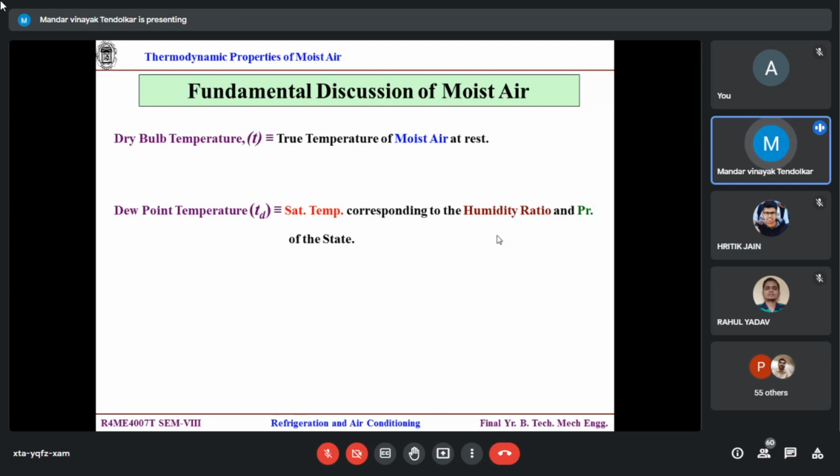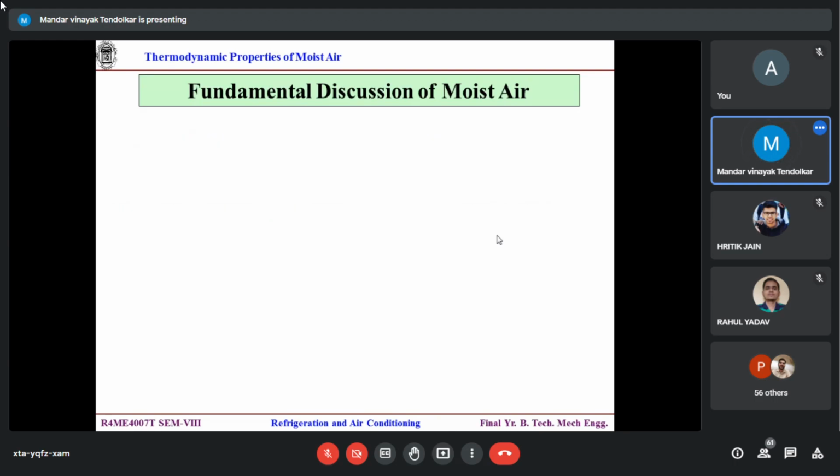Now the second definition, dew point temperature. How do we define this? It is the saturation temperature corresponding to the humidity ratio. Humidity ratio is the ratio of the masses. We have seen this, correct? Humidity ratio is W, no?